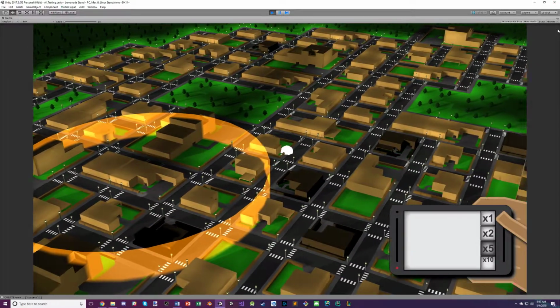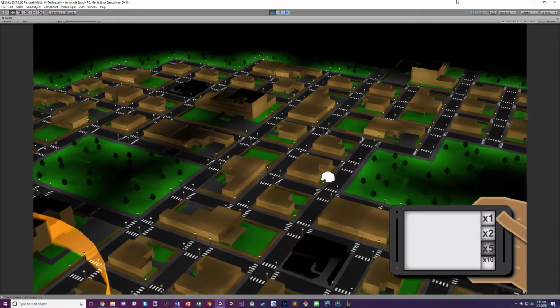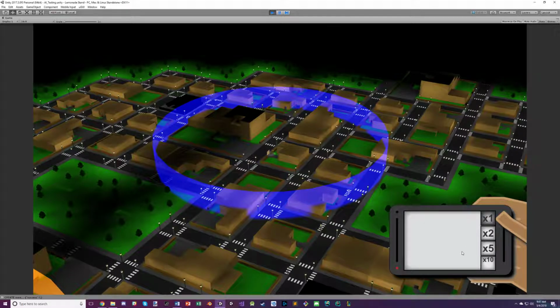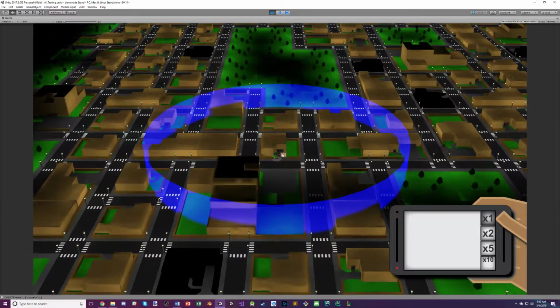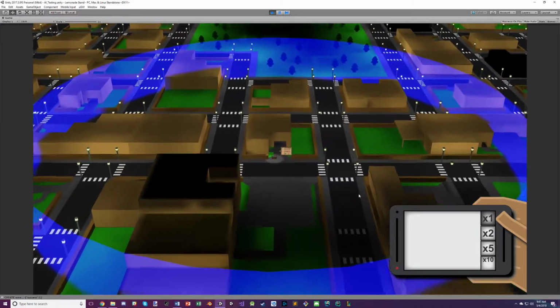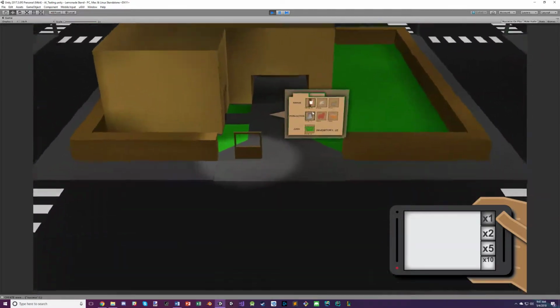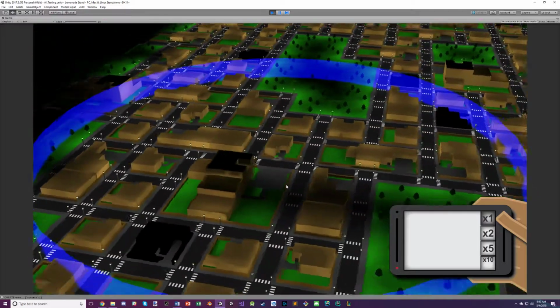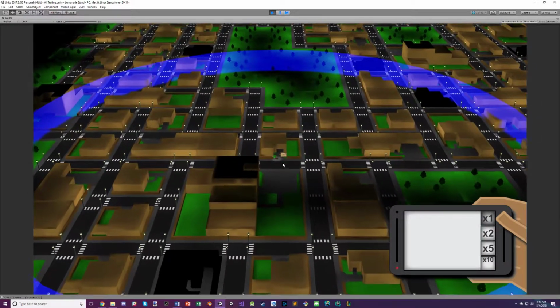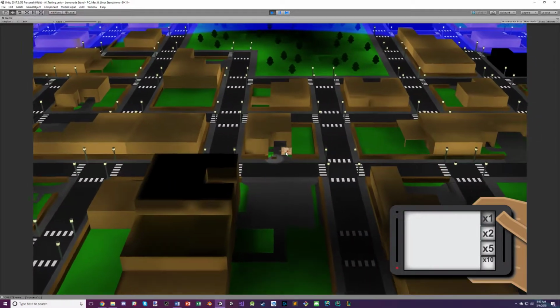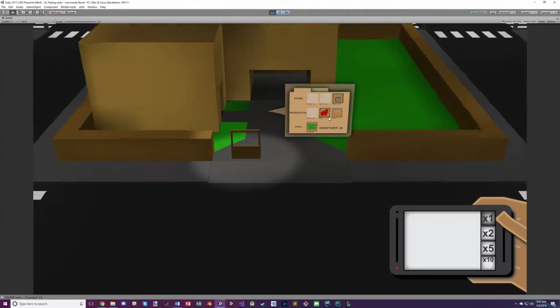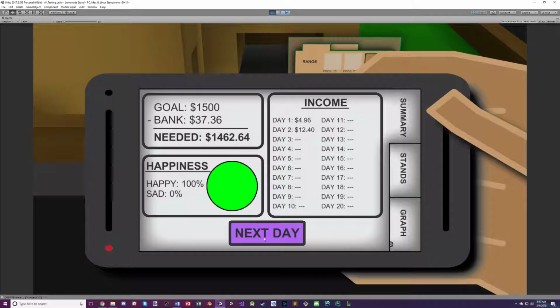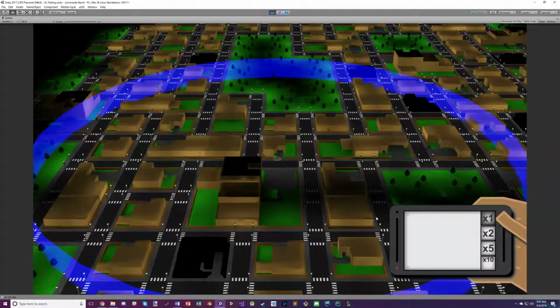So let's go make another stand over here. And then we can also upgrade the stand. So if you see the radius right here is around a few blocks. But we can start upgrading it so now it's a much wider area. So now more people will know about the stand and come visit the stand. And we can also increase the production. So let's go to the next day.